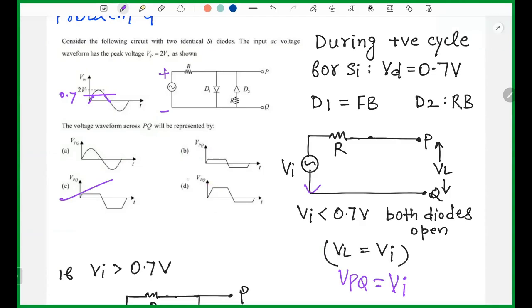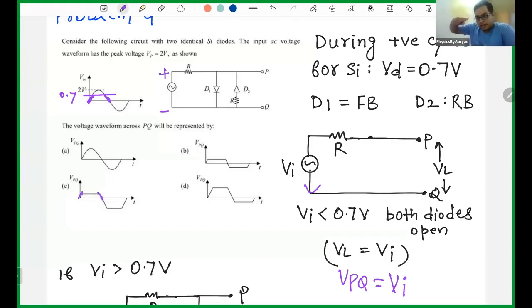Excuse me, sir. Sir, can you please repeat again? Why did the graph go constant? No, the graph is not constant. I am not explaining that part yet. I'm saying that till here, these two will come. I'm just explaining you these two.